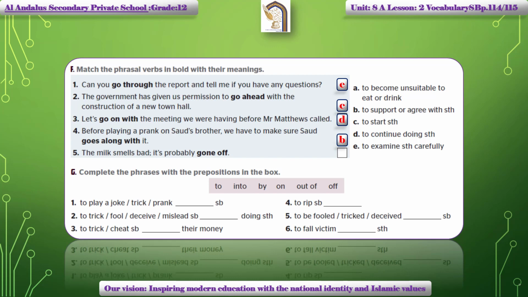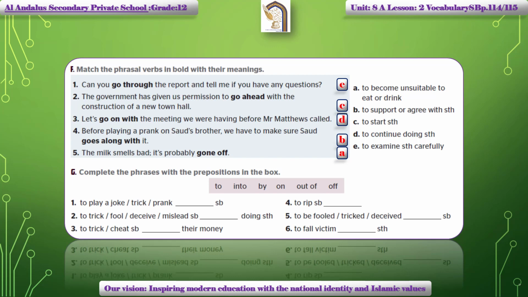Number 5. The milk smells bad. It's probably gone off. It has become bad. So this is right. It is A. The milk smells bad. It is probably gone off, to become unsuitable to eat or drink.